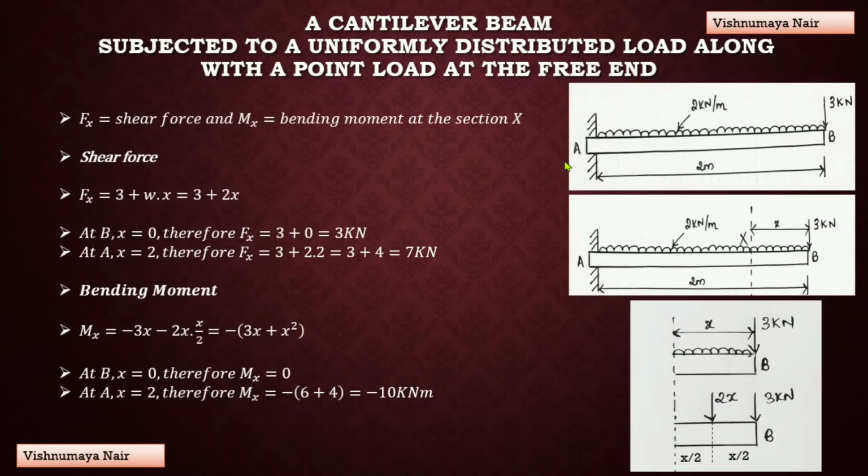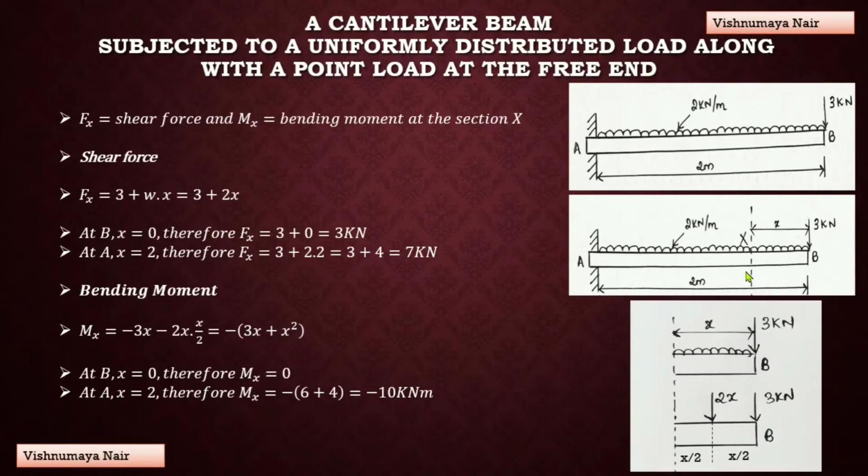Before drawing the shear force and bending moment diagrams, we have to find out the values of shear force and bending moment acting along the length of the beam. For this, let's consider a section X at a distance of X meter from the free end of the beam. Let Fx be the shear force and Mx be the bending moment acting at this section. Now we can find out the values of shear force and bending moment acting at this section.